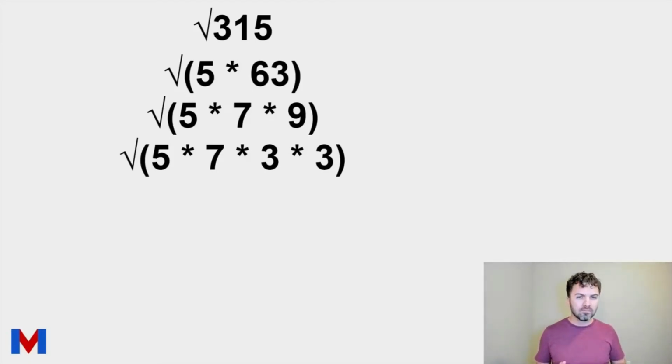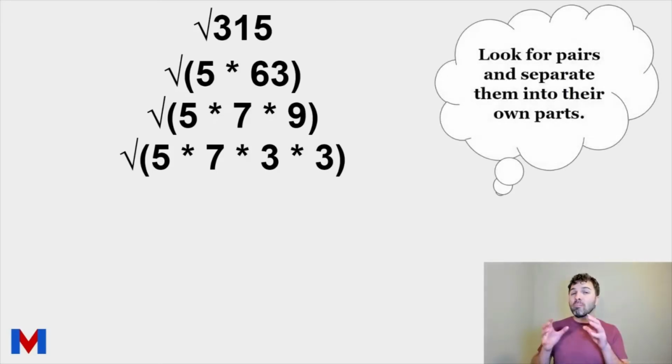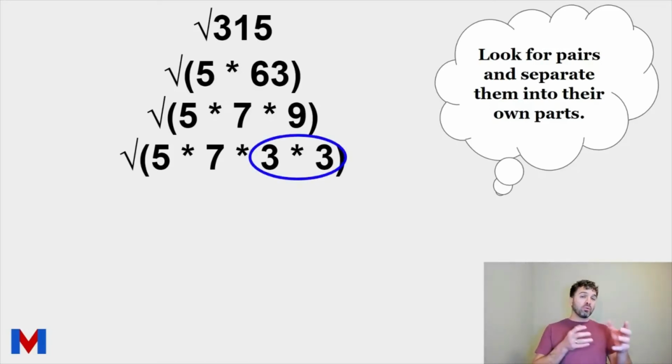Okay, so now here's where you've got to make some notes to yourself. We're going to look for pairs, and then we're going to separate those into their own little parts of this expression. What I mean by that is for pairs, we have a 3 and a 3. That's a pair. Because remember, square root is what number times itself is a number. So we're looking for the same numbers that are being multiplied together.